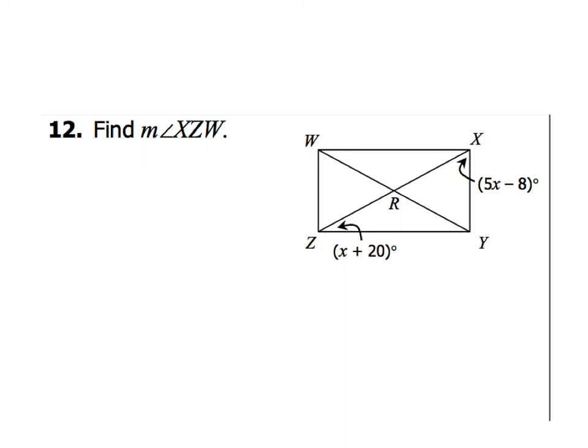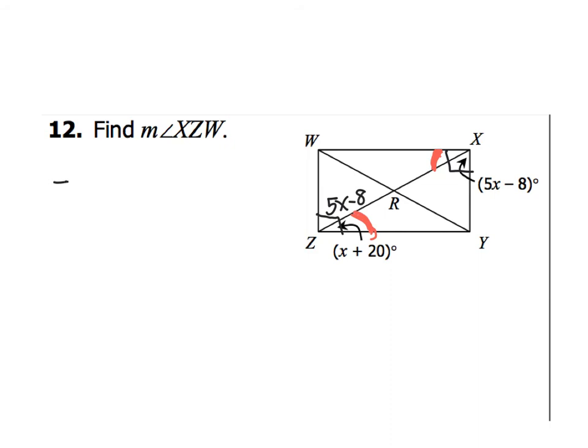Try this one on your own. See if you can set it up correctly and remember your properties of a rectangle. Well, the first thing I'm going to do is mark my alternate interior angles. So this angle here, represented by x plus 20, is the same as this angle over here that does not have anything. But what we do know is that the whole angle adds up to 90. And so the alternate interior angle with 5x minus 8 would be right here, 5x minus 8.